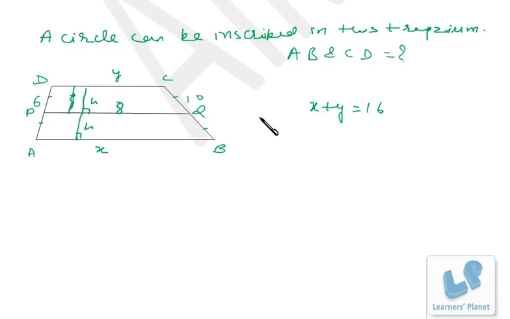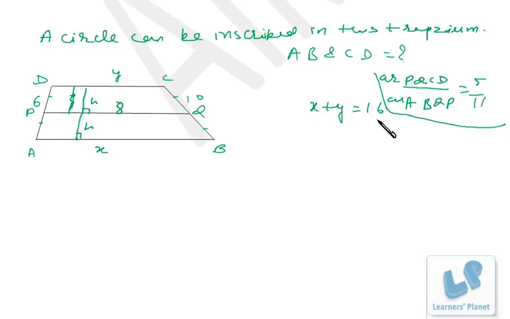Sorry, friends, forgot to mention one thing. The areas of PDCQ and APQB are given in the ratio 5 by 11. Right? Forgot to mention. PQCD by APQB is 5 by 11 in area. That's given, right? This we have found out.